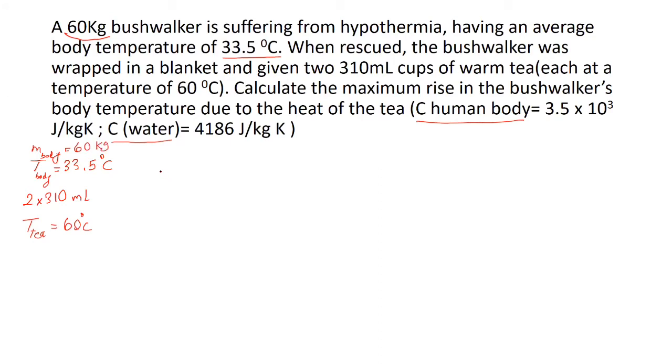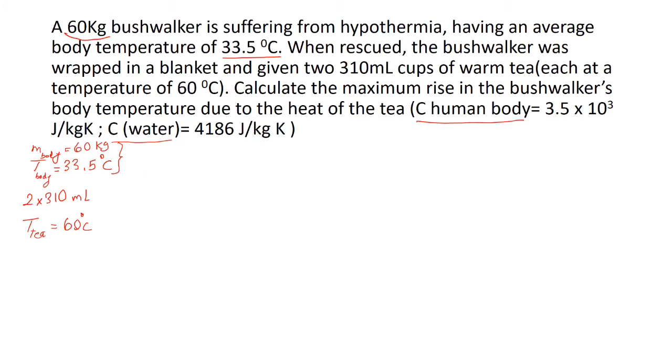Let's see what we have here. We have the bushwalker that has a very low temperature, and we have tea that has a high temperature. We always know heat energy goes from a hot substance to a cooler substance. So right now, the direction of movement of heat energy is from the tea to the body. But the amount of heat that the tea is losing is equal to the amount of heat that the body, the bushwalker, is gaining.